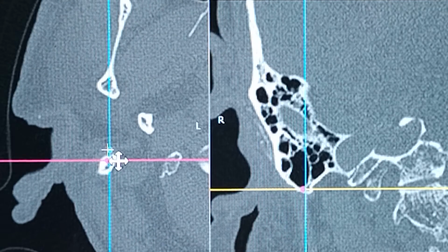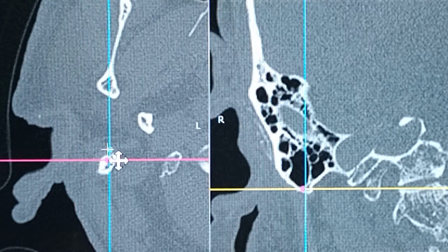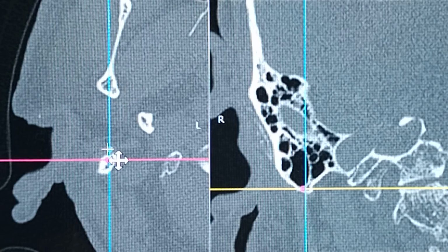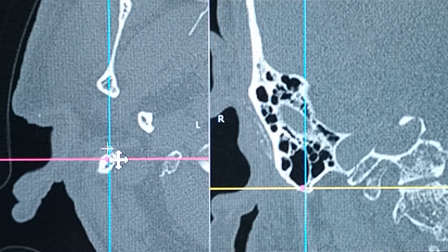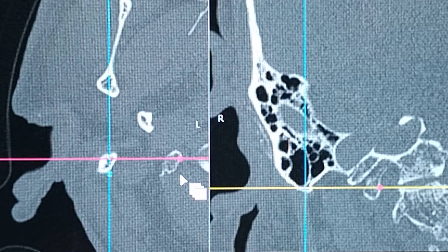So in today's video of the HRCT temporal bone, I'll be talking about the much more detailed version of the anatomy. Also at the same time, I'll be talking about the pathology of the different anatomical sections which you see in the HRCT temporal bone. As you can see today in this video, I'll be talking about both the scans at the same time, that's the axial and the coronal.